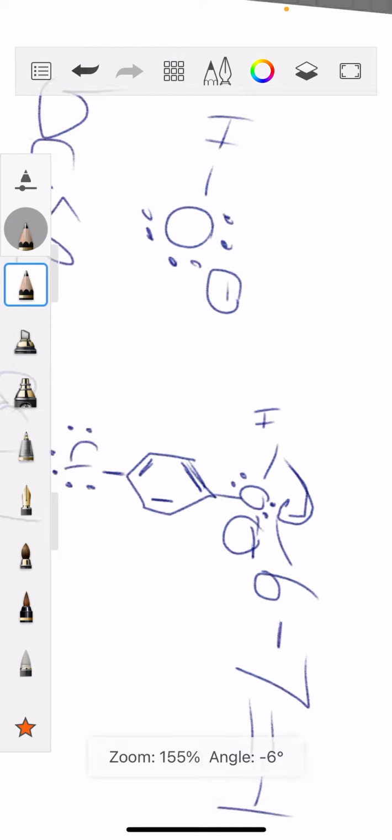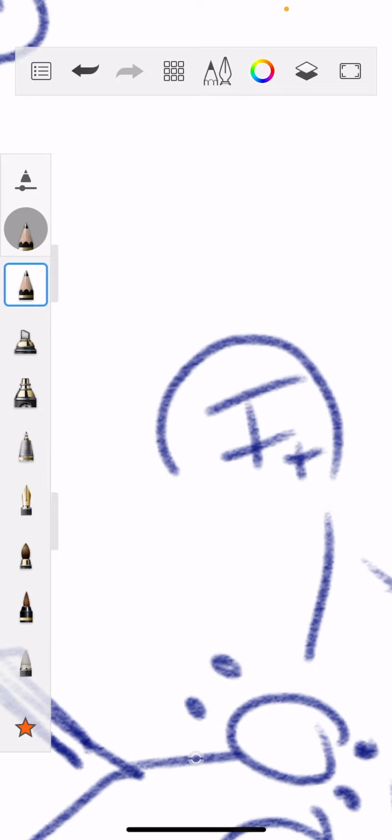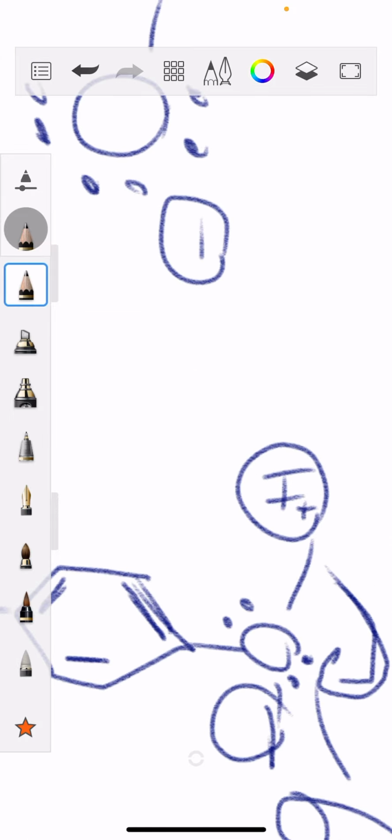Okay, next. Now, while you have a proton left, it's an H, but now because it doesn't have any electrons bonded to it, it's going to be an H+. Okay? You're looking at an H+ right there. So, H+ is left all alone.